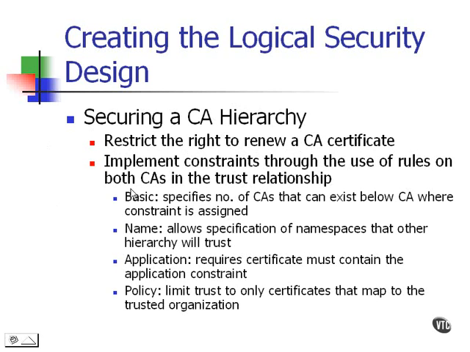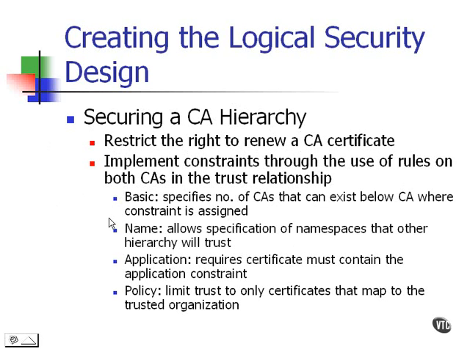Another thing you can do to secure your CA hierarchy is to implement constraints between CA servers through the use of rules. And this is especially beneficial, or something that you would implement, when you're implementing a trusted CA hierarchy, and you would do this on both CAs in the trust relationship.